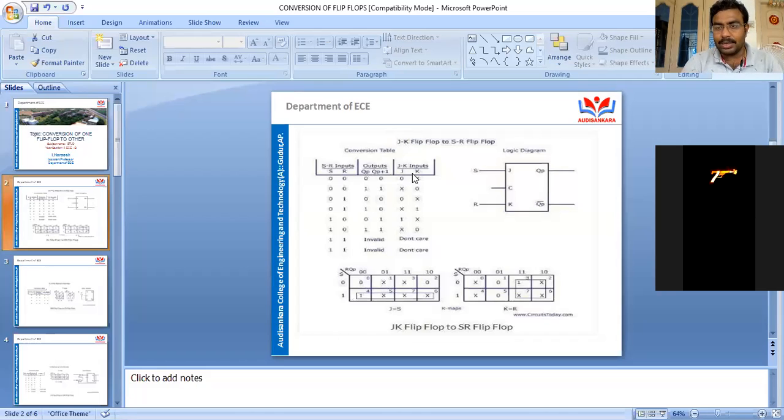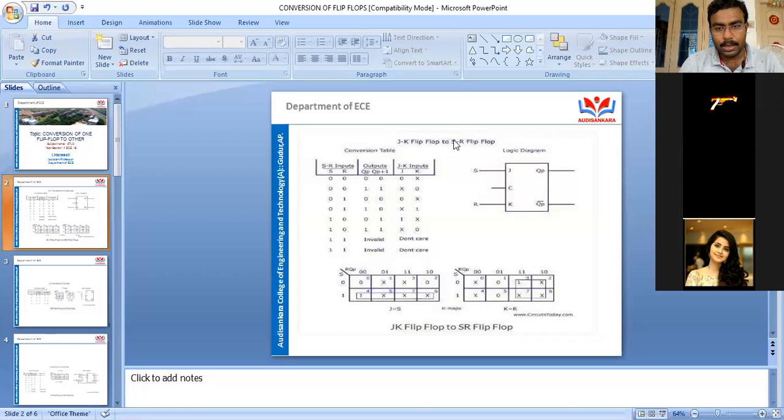Guys, if you understand, I will ask you a simple question. If I am trying to convert an SR flip-flop into a JK flip-flop, which flip-flop's truth table do I have to take? JK flip-flop's. Exactly, guys. Then which flip-flop's excitation table is needed?